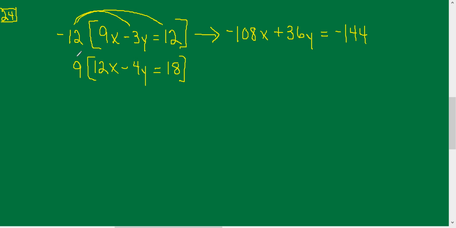Let's go to the 9 and distribute that across. And that's going to be positive 108x minus 36y. Are you kidding me? 9 times negative 4y is negative 36y. All right, that equals 9 times 18. What is that? 9 times 8 is 72. And that's 162.